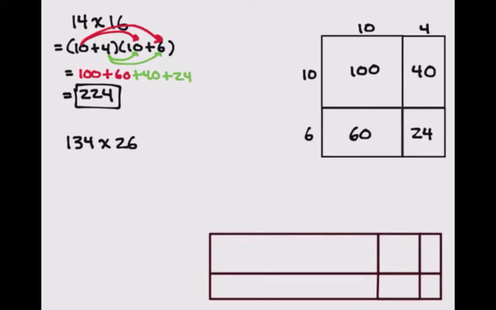What I like to think about is a rectangle who has one side of length 134 and one side whose length is 26. So the area of this rectangle should be 134 times 26. But again, that's a really tough multiplication problem to do. So what I like to do is break up 134 into 100 plus 30 plus 4. And break up 26 into 20 plus 6.